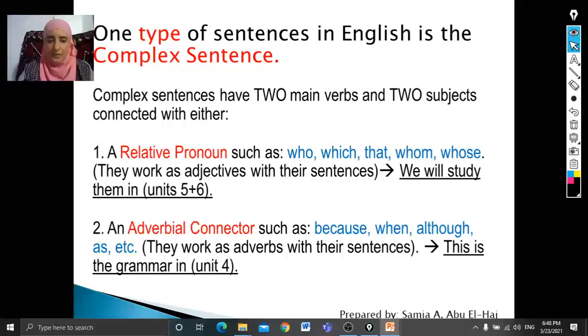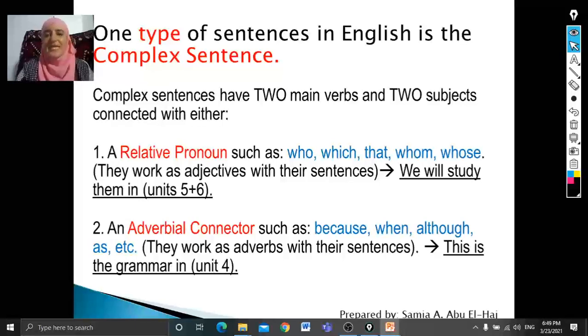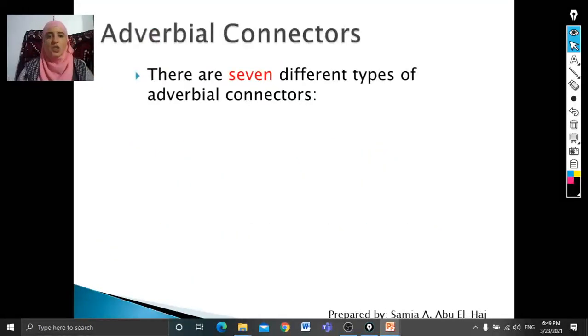But with both types, if I use who as a connector or I use because as a connector, it's a complex sentence. Now our focus for today's video is adverbial connectors, which are because, when, while, after, before, although, since, as, and they work as adverbs, so they make their sentence become an adverb. And this is what we're going to focus on in this unit today. So let's start with adverbial connectors. What are the words that we need to know? There are 7 different kinds of adverbial connectors.